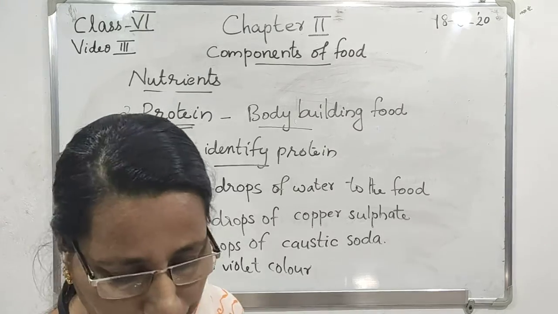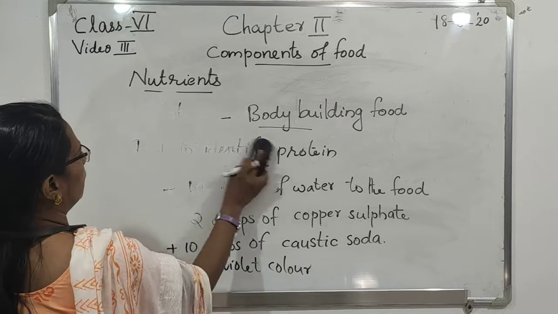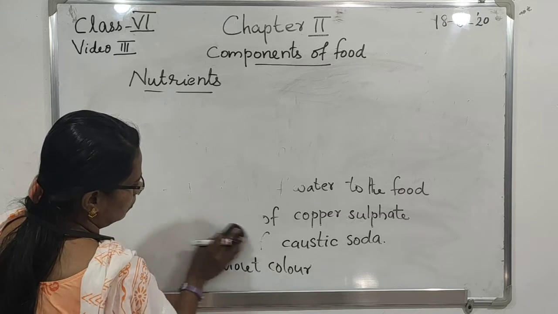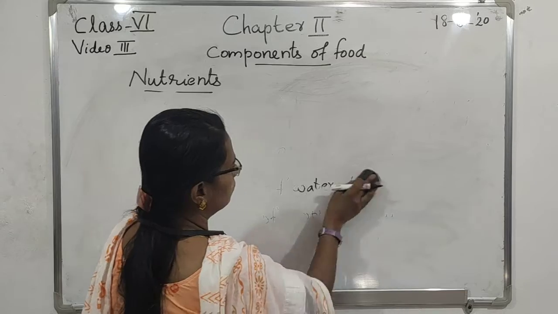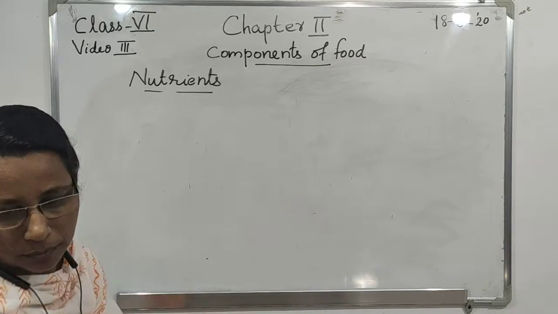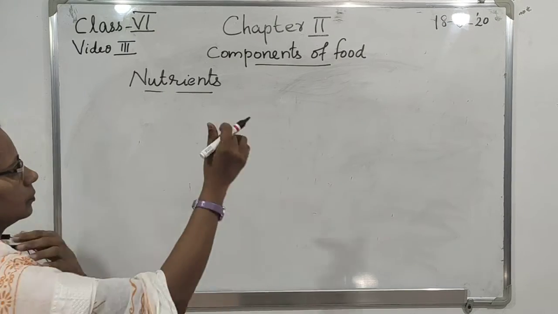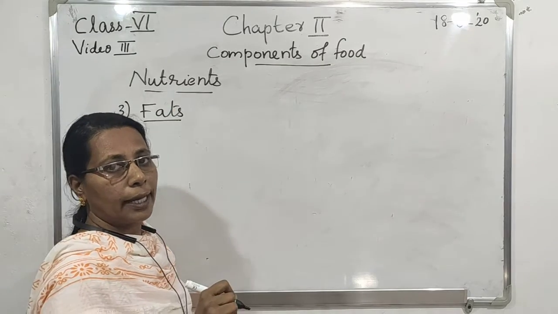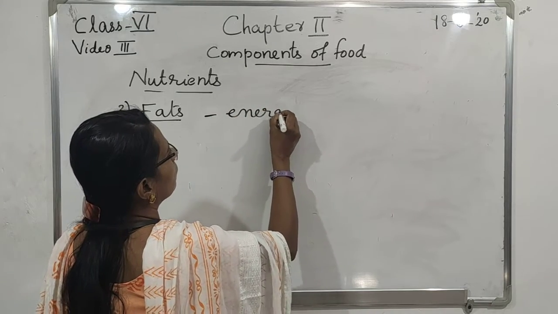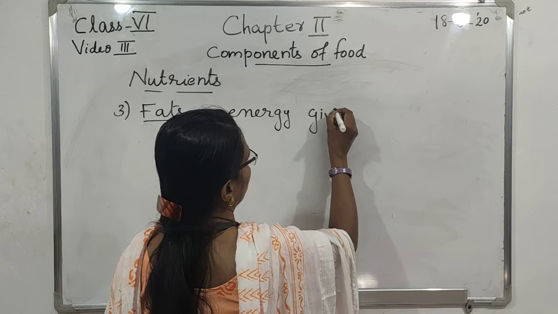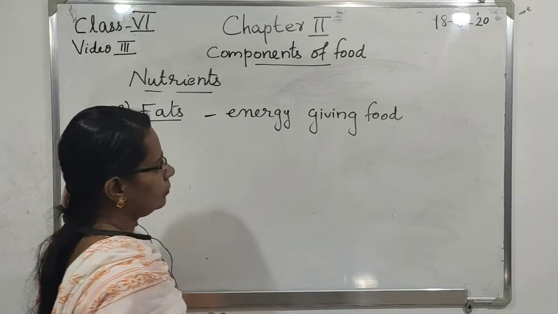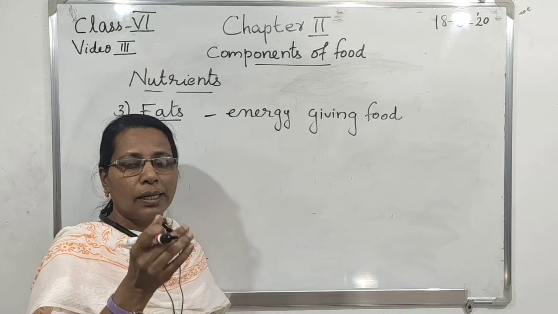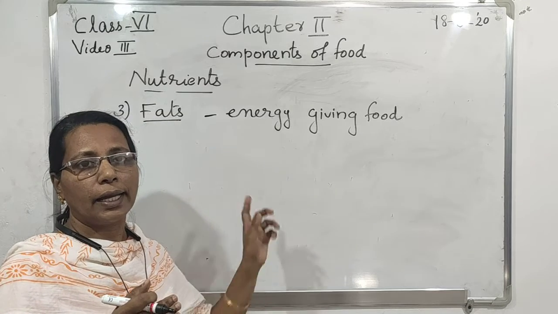Then next we go to fats. Fats are also called energy giving food. Fats give more energy than carbohydrates. So we can say carbohydrates and fats together are called energy giving food.